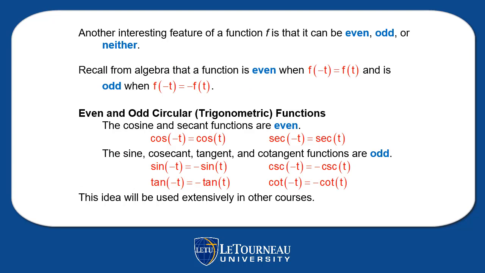Another interesting feature of a function is that it can be even, odd, or neither. Recall the definition of even and odd from algebra. So notice that the cosine and secant turn out to be even, while the sine, cosecant, tangent, and cotangent are odd. This idea will be used extensively in other courses and when we do identities in the next chapter.